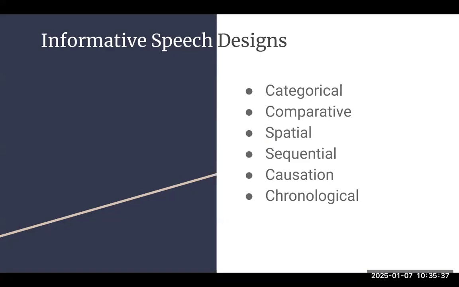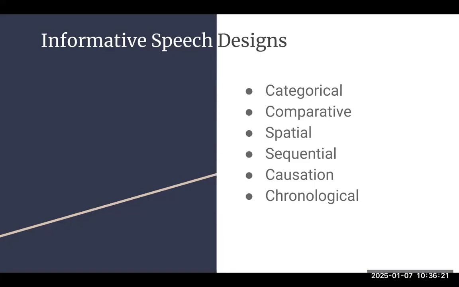Then there's spatial design. This type of design has to do with time, place. Spatial fits really well if you're doing a speech of description or a speech of demonstration, because let's say you want to talk about a trip you took to another country. The spatial design will help you to organize your thoughts around how to explain where you traveled.